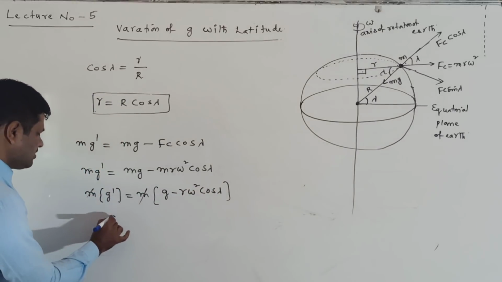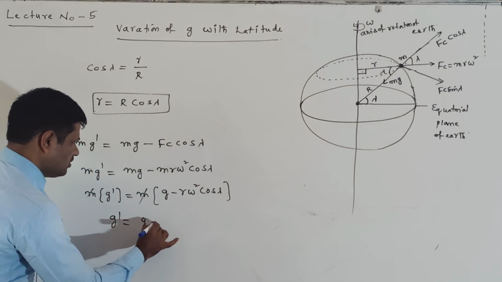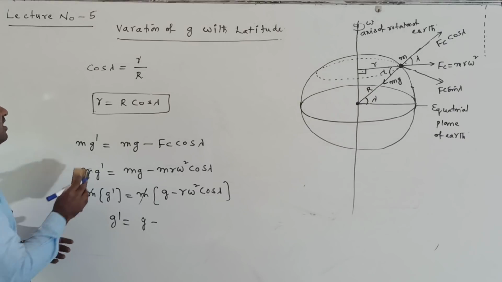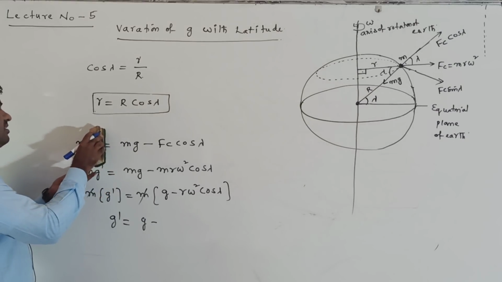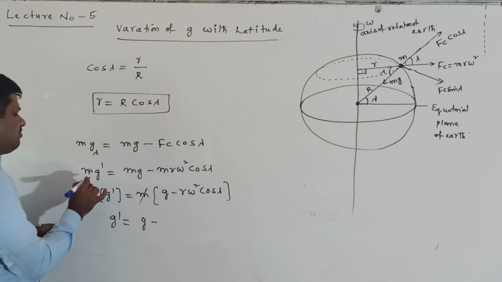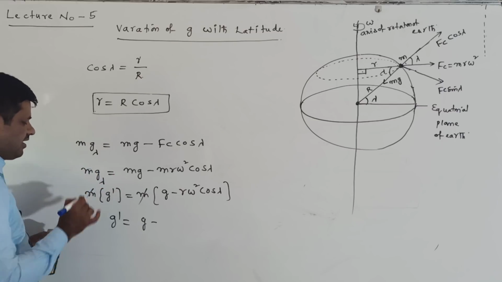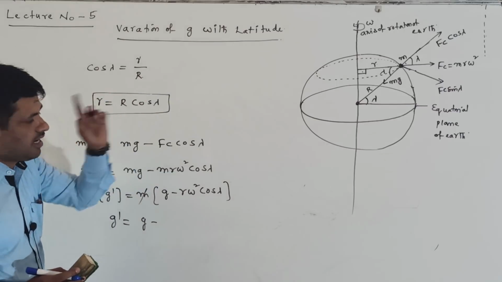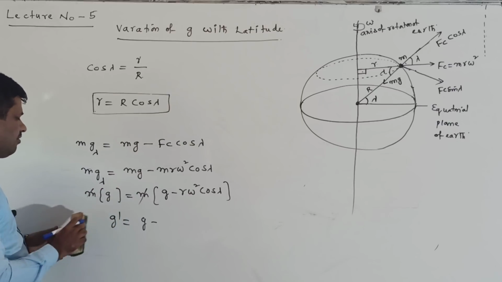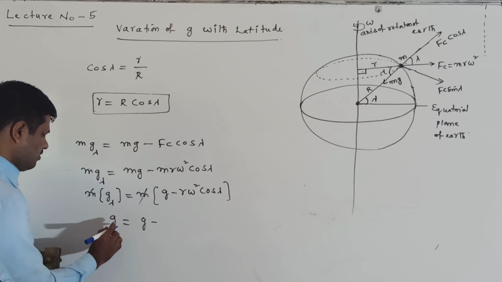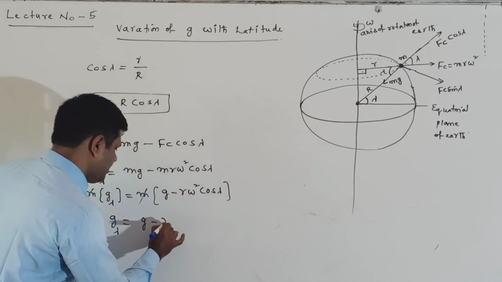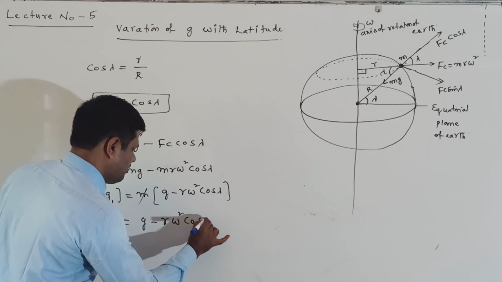Here m is getting cancelled. We cannot take it as g dash, you can take it as g lambda, because the g value is changing with latitude. I have taken lambda as the latitude, so I am writing g lambda is equal to g minus r omega square into cos lambda.